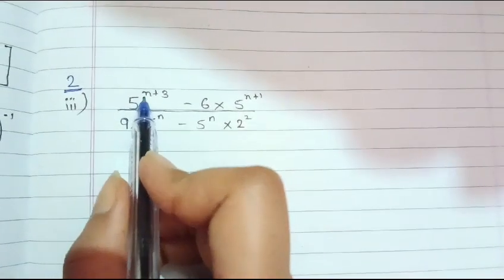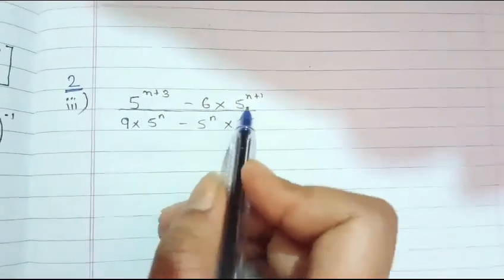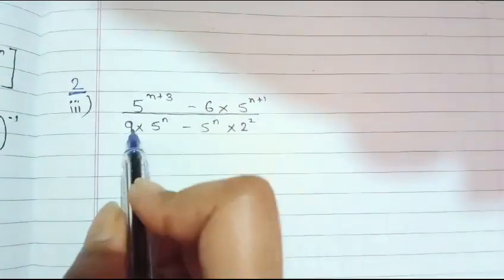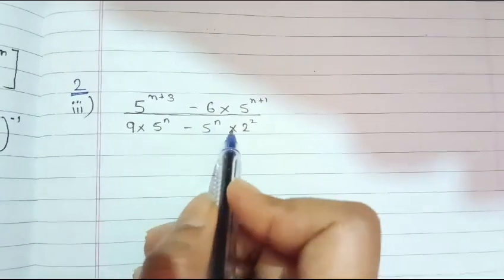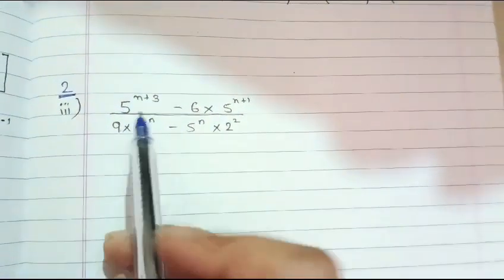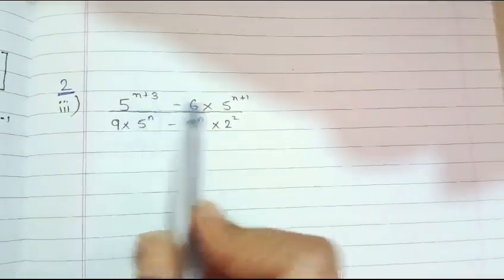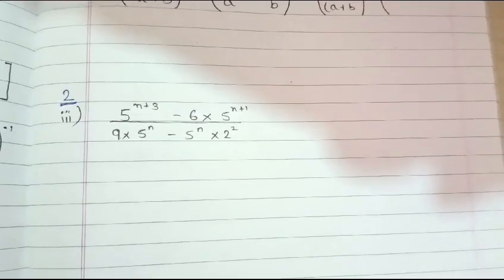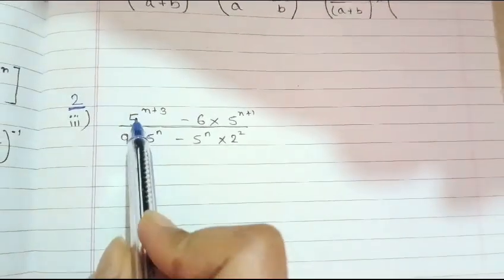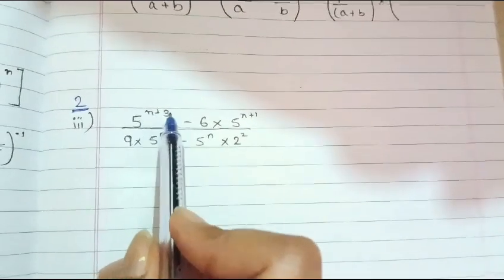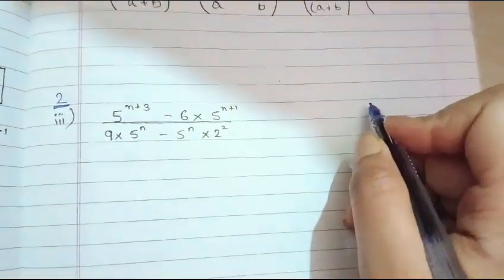5 raised to the power n plus 3 minus 6 into 5 raised to the power n plus 1 upon 9 into 5 raised to the power n minus 5 raised to the power n into 2 square. Now what we are going to do is take out something common over here. Okay, now what common are we going to take out? This value over here, 5 raised to the power n plus 3. Okay, understand this.